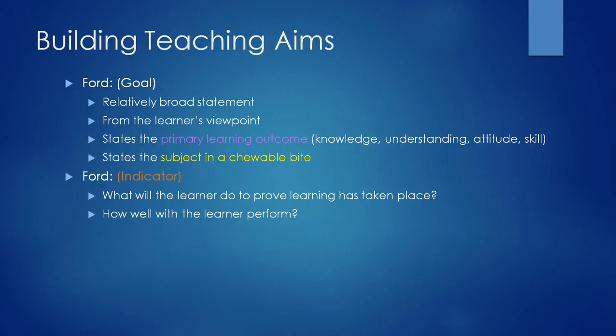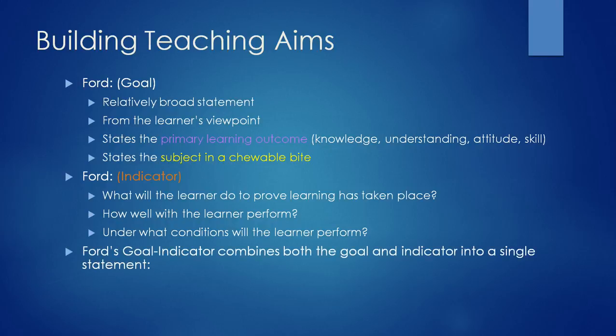Third is, under what conditions will the learner perform? So whatever kind of conditions I want to give them under which they will perform to demonstrate the learning will take place. Okay, so Ford then gives us a formula that combines both of these into a single statement.